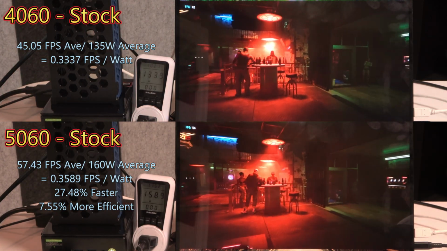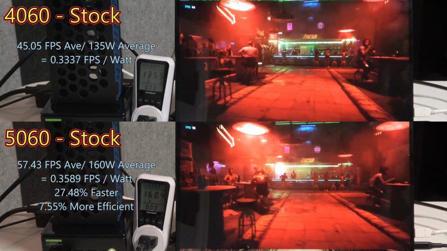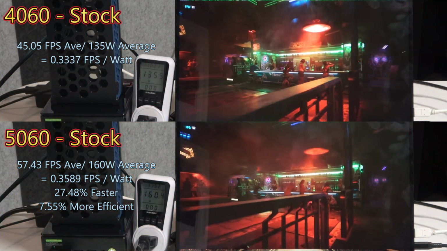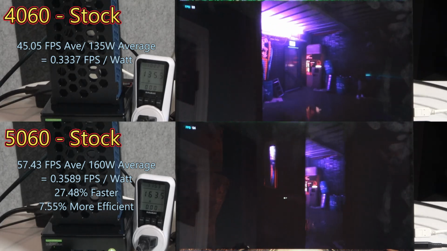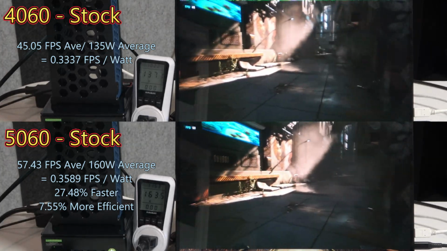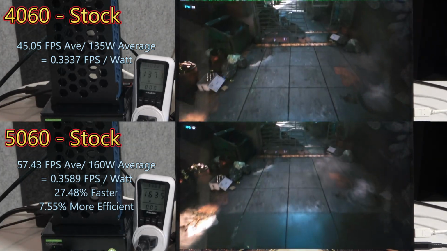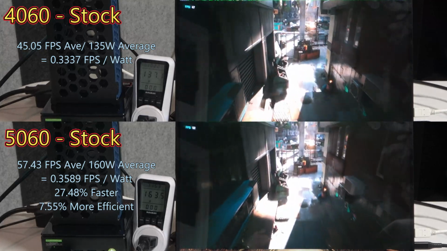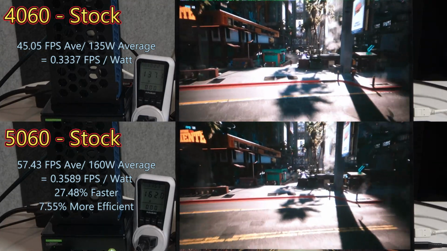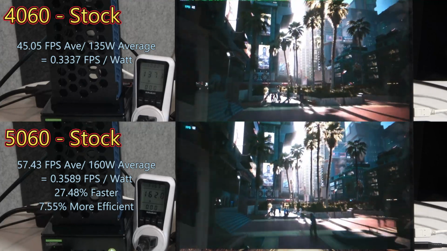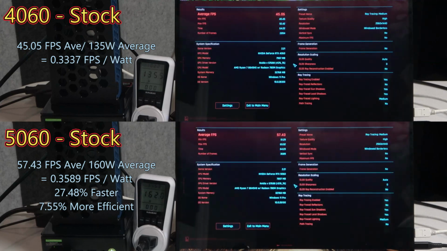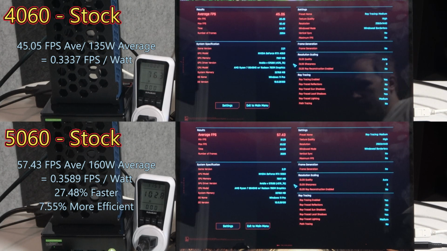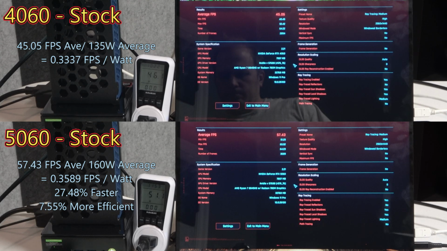Okay, here we're looking at Cyberpunk, and by the end of it, you'll see that we'll get a 45.05 frame per second average on the 4060. And the 5060 gets a 57.43 frames per second average. So the 5060 is outperforming quite decently that 4060. However, it is using about 160 watts on average, and the 4060 is using 135 watts on average. So that does put the 5060 into the more efficient category. It's also definitely worth pointing out that in the Cyberpunk 1440p test, this is a 27% uplift in performance for that 5060.